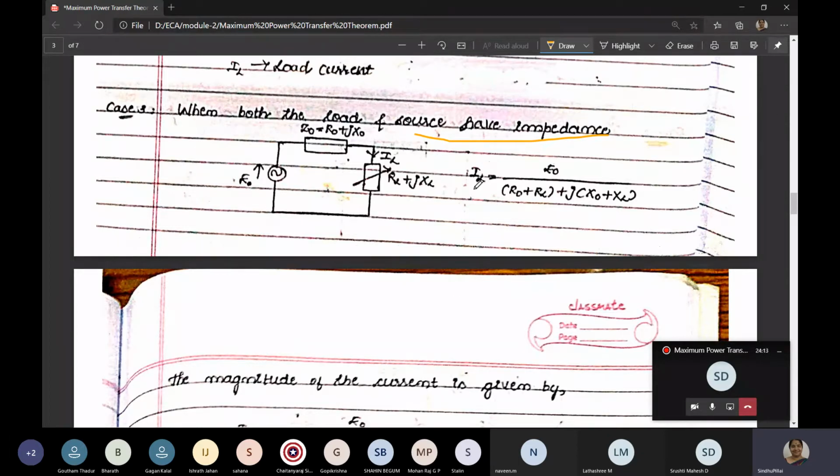Okay. So what will be the load current? IL is equal to E0 divided by R0 plus RL. Okay, real terms are written on one side.